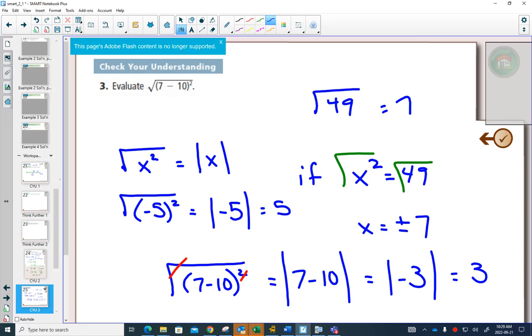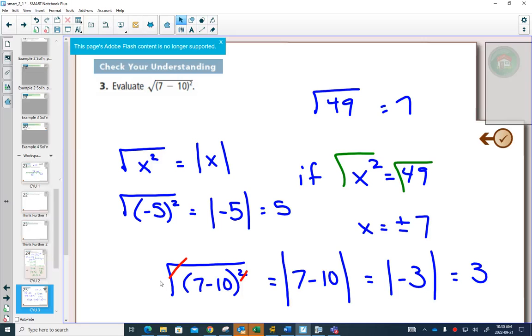Because if you worked it out step by step, 7 minus 10 is negative 3. Negative 3 squared is positive 9. And then the square root of positive 9 is positive 3. So that's kind of interesting. Yes, okay? As a shortcut, they cancel each other out.